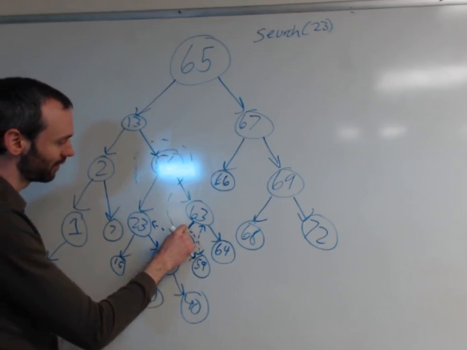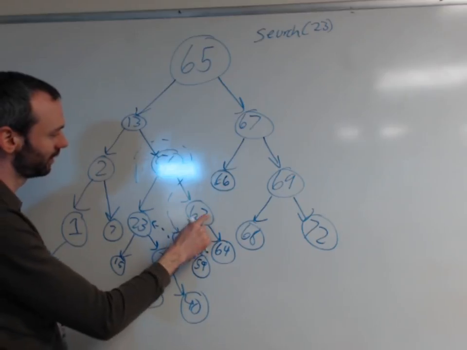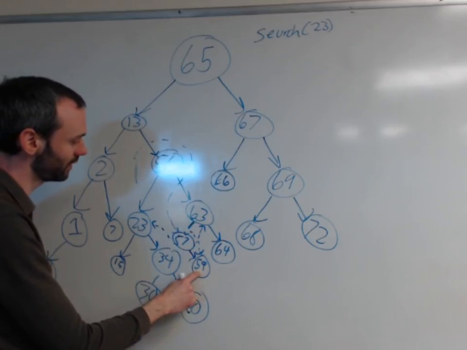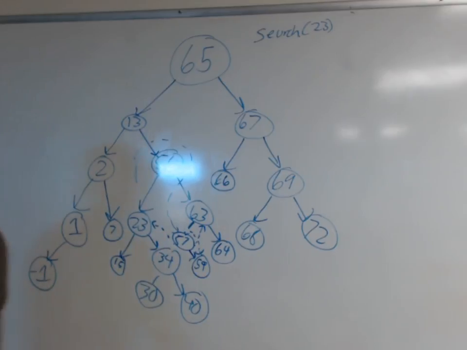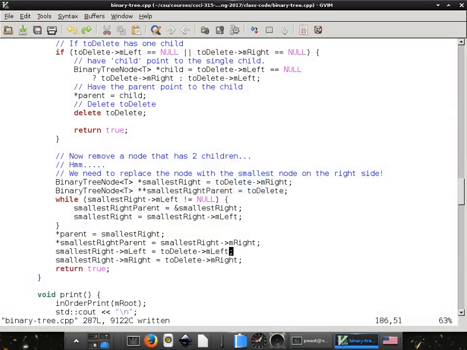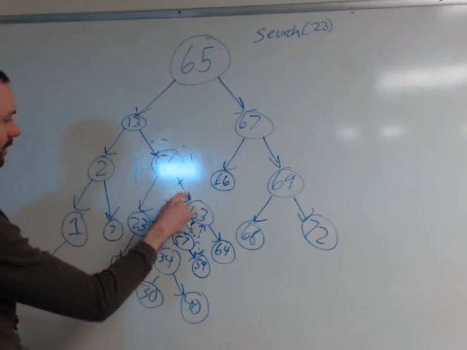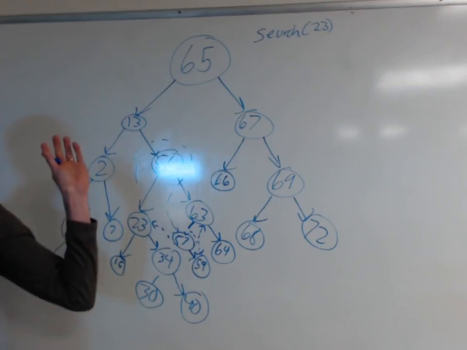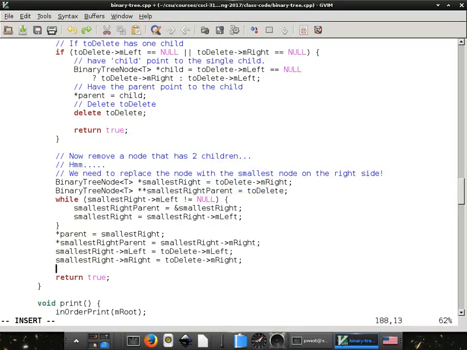So the first parent goes to the 57, then the smallest right parent now goes to the 59. Then we're going to have the 57's left point to the 23. That's this line of code. And then we're going to have the 57's right point to the 63, that guy up there. And then we can delete the node. Bye bye 56. No one liked you anyways.